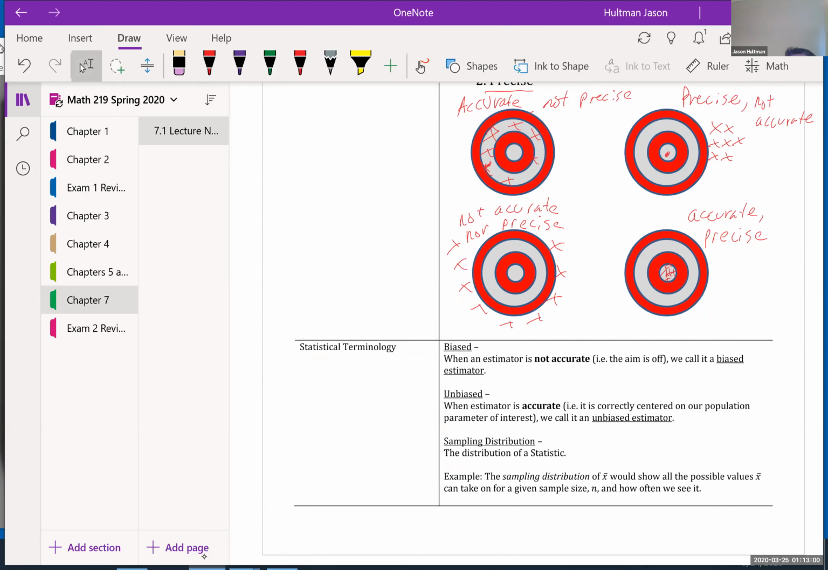Okay, statistical terminology. We say that an estimator is biased when it is not accurate. Your aim is off. We call it a biased estimator. It's unbiased when the estimator is accurate, i.e. that is correctly centered on our population parameter of interest.